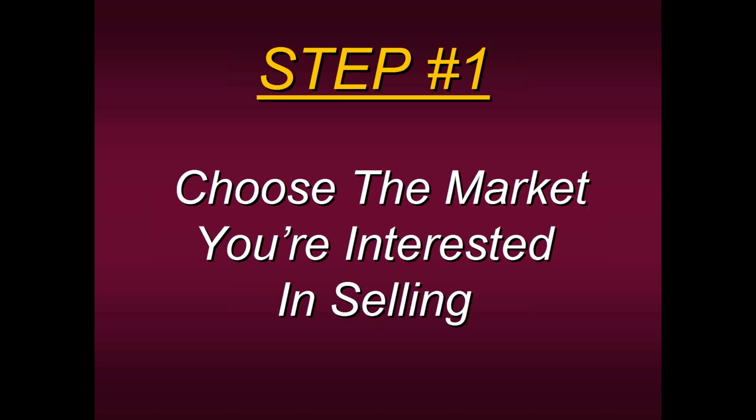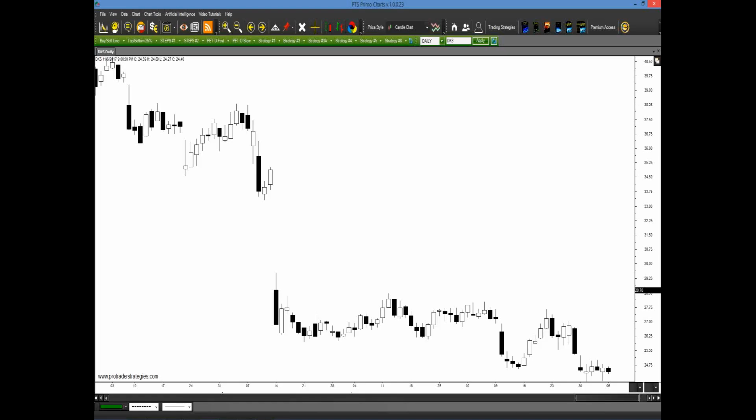All right, so let's look at selling opportunities, okay? Step 1, we're going to do the same thing. We're going to choose the market that we're interested in selling or shorting, okay? Once again, someone looking at DKS would say, Steve, yeah, it's easy to see I should have been selling this, but I would want to know somewhere up here, before this stock gapped down, that I should be selling. How would I have known that?